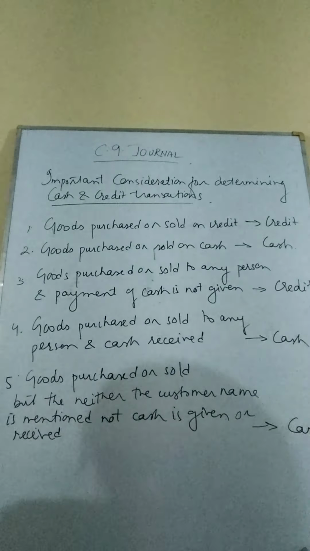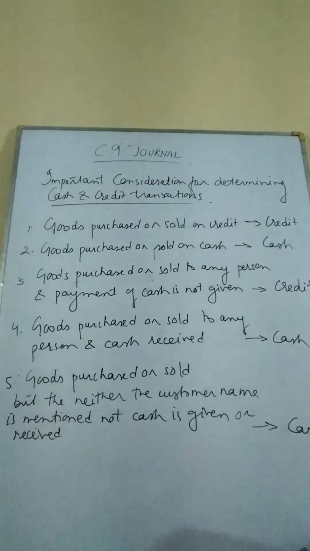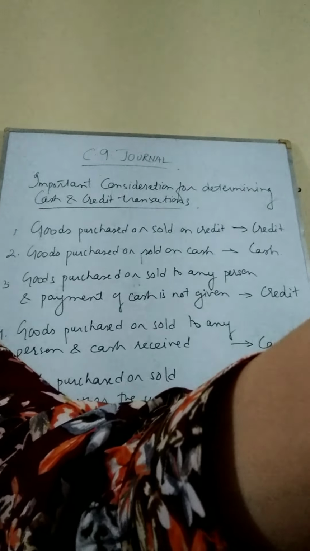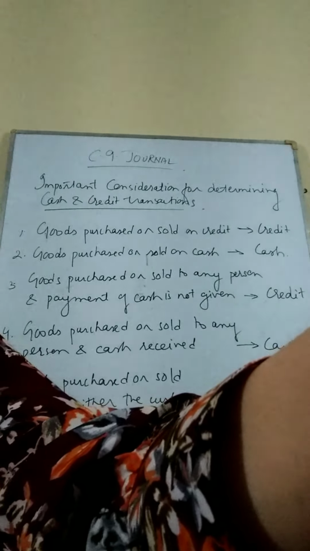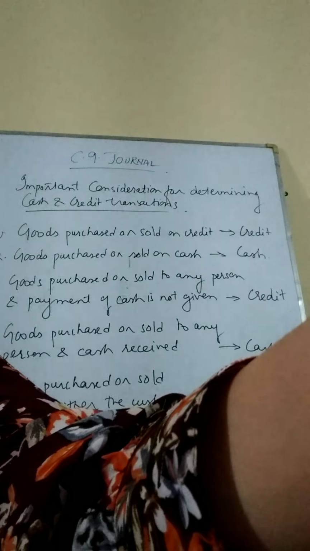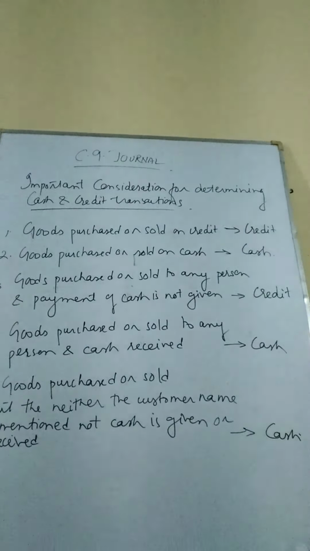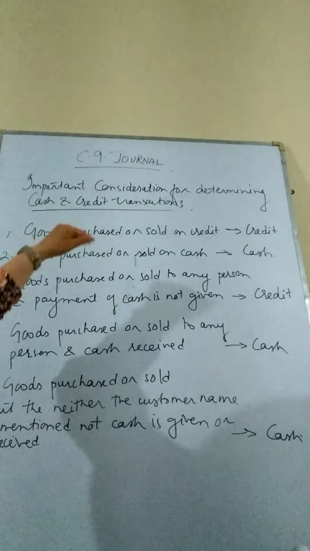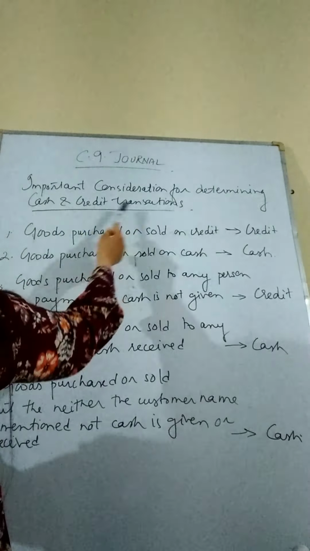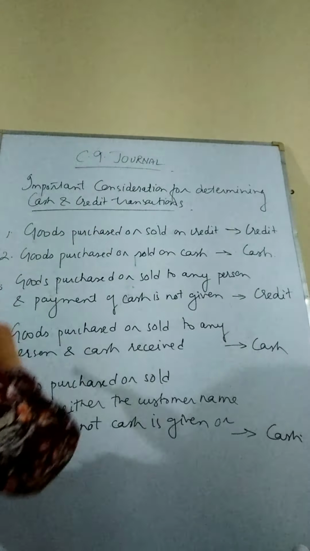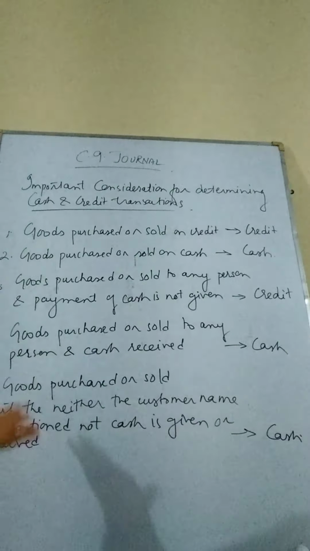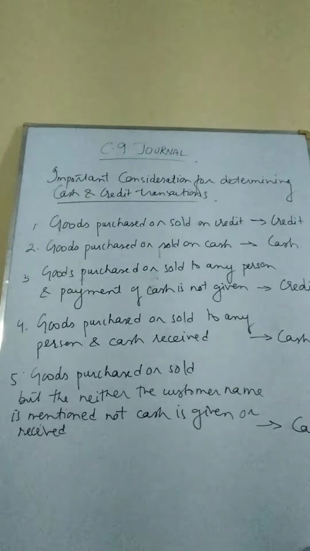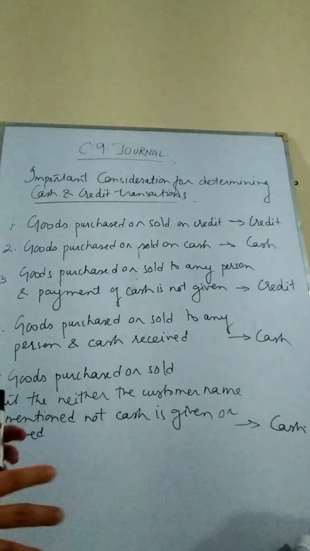Now moving on to some important considerations that I have already written on the board. I hope that you were able to see that. We have written some important considerations that you can see on the board. Important considerations for determining cash and credit transactions. These 5 considerations have to be kept very carefully in your mind before writing any journal transaction.